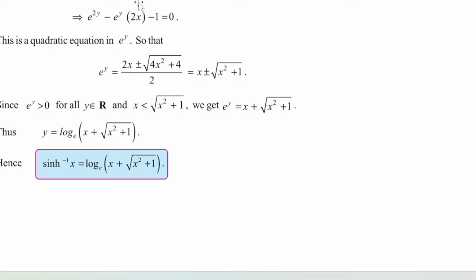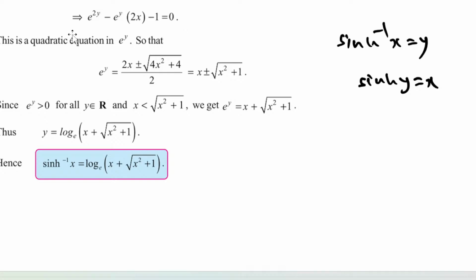So sin h inverse x, we are calling it some y. Let's assume sin h inverse x equals y. That means sin h y equals x, right? But what is sin h y? It is e power y minus e power minus y by 2. We can write it like this, right? e power y minus 1 by e power y, which means e power 2y minus 1 by 2 into e power y. If we do the cross multiplication, e power 2y minus 1 equals x into 2 e power y, which is this equation, right?